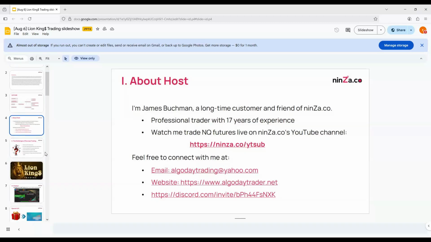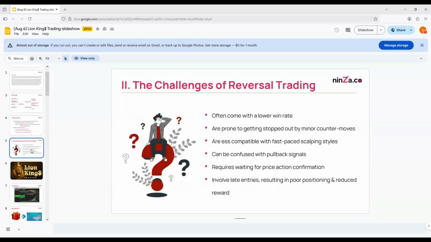The main event today is the Lion Trading package. The Lion Trading package combines King Order Block with Kingdom, and we're going to be talking about these two indicators.